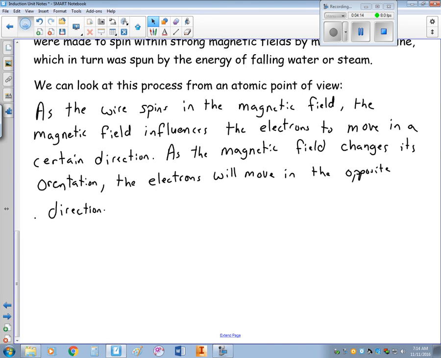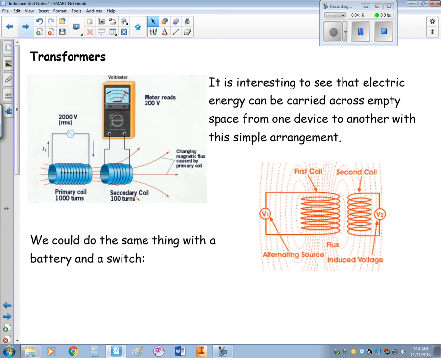All right. The next topic I want to discuss is transformers. It's interesting to see that electric energy can be carried across empty space from one device to another with a simple arrangement. And this is really, really cool.